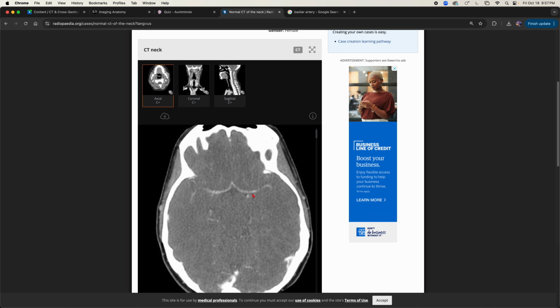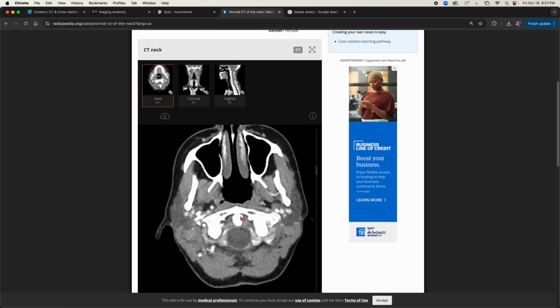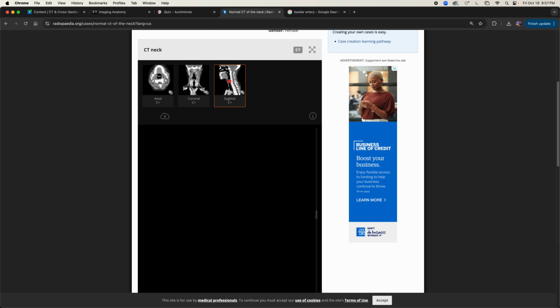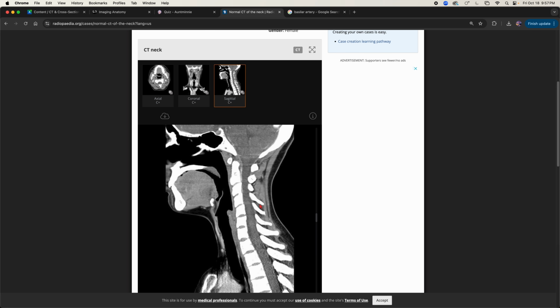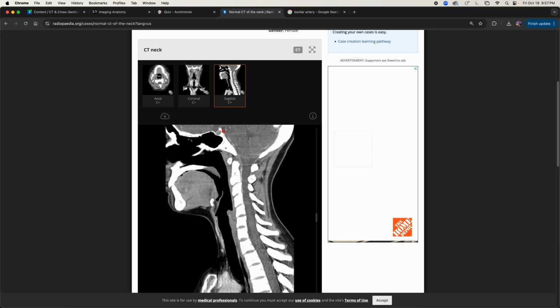This is the middle cerebral artery right here on the left and on the right. You should also be able to identify the basilar artery. An easy way to see this one is probably on a sagittal image. You can see it right there behind the sella turcica. So that's the pituitary fossa right here, and that's the basilar artery just behind it in the mid sagittal plane.